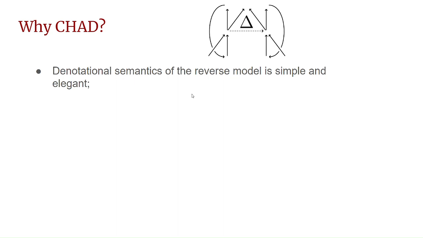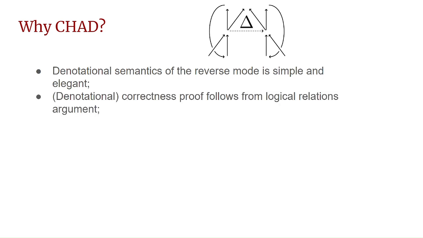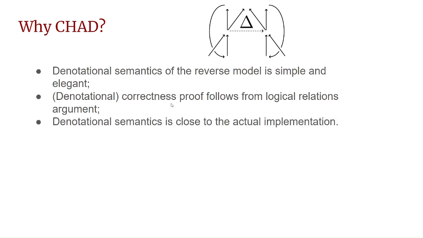Let's firstly recall why we care about CHAD. Firstly, the denotational semantics of the reverse mode is simple and elegant. The proof is a denotational correctness proof, and it follows almost directly by a logical relations argument, and the denotational semantics is actually close to the actual implementation compared to other paradigms. And finally, it's a good candidate to exploit parallelism in future work.